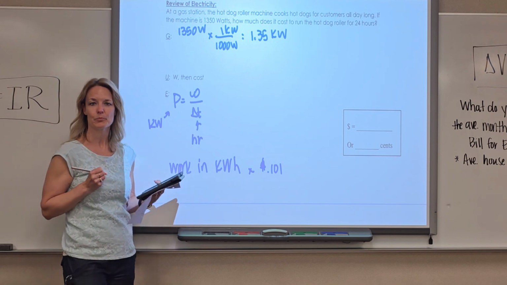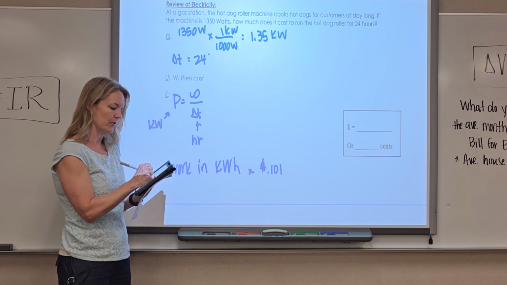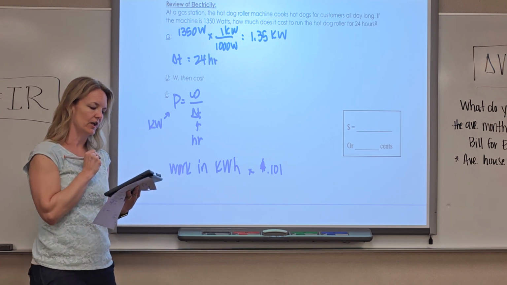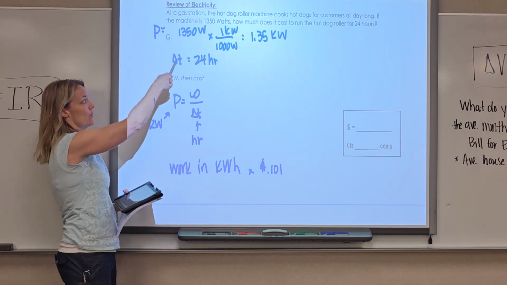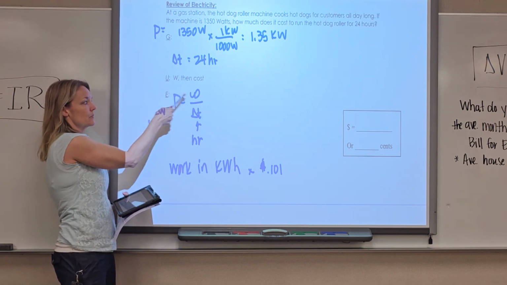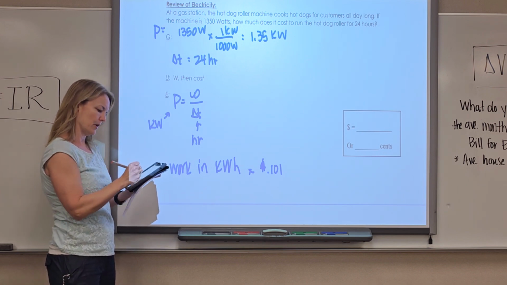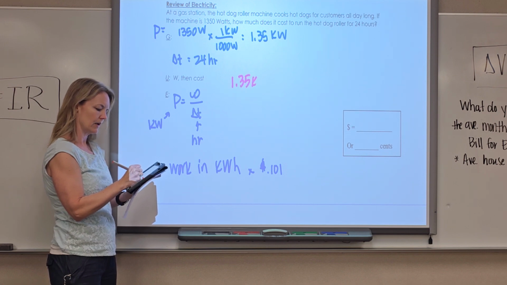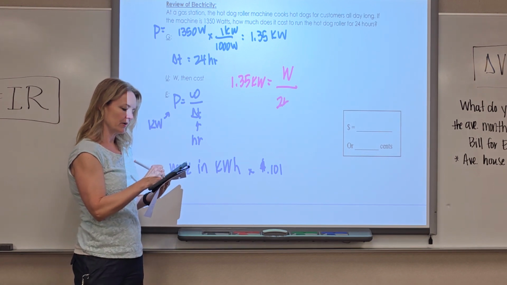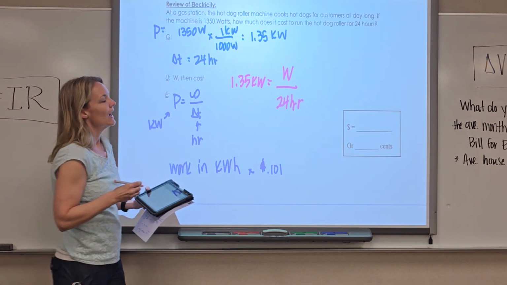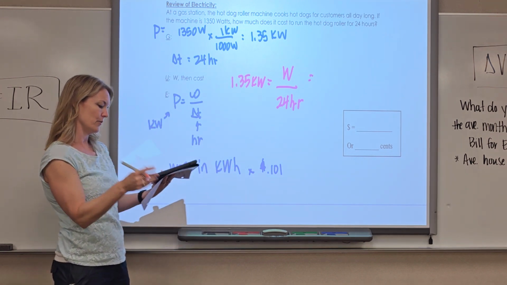We want to know the price for 24 hours. So our time is going to be 24 hours. We don't have to change that. We're already good. And I forgot to put, but the watts are the power. So I have the power and the time. I have to multiply in order to find the work done. All right, so I'm going to put my power in, 1.35 kilowatts. I'm going to set it equal to the work done, divided by the 24 hours. I am going to multiply to get my work in a kilowatt hour.